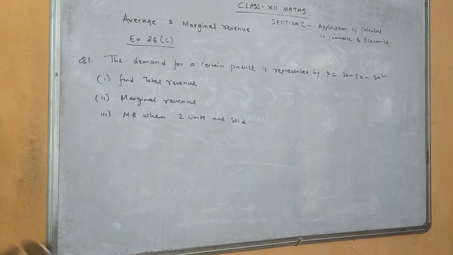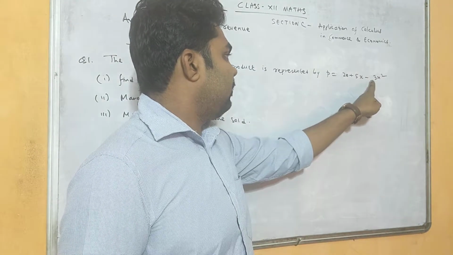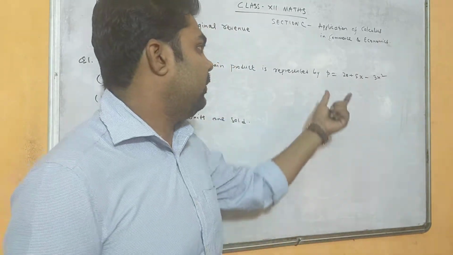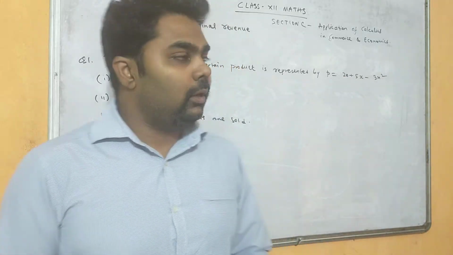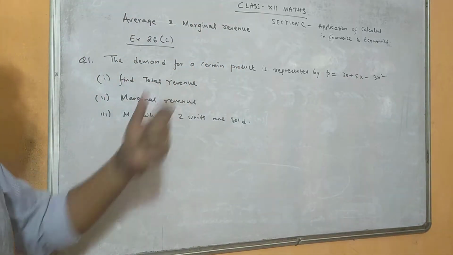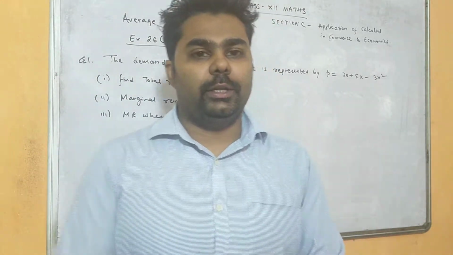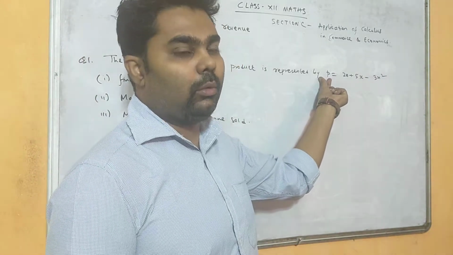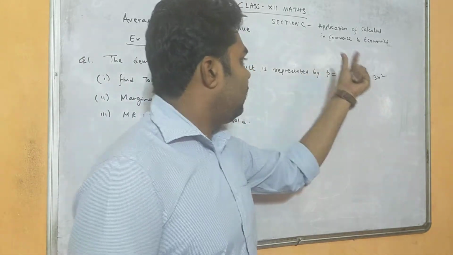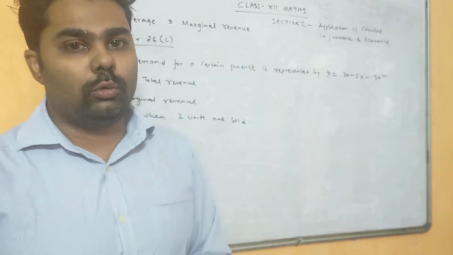The demand for a certain product is represented by P equals 20 plus 5x minus 3x square. That means this is the demand function. What we have to find here is the total revenue, right? When you are finding total revenue, that is P into x, where P is the price per unit. So this is a demand function, but what is P here? P is the price per unit and x is the number of units sold, right?